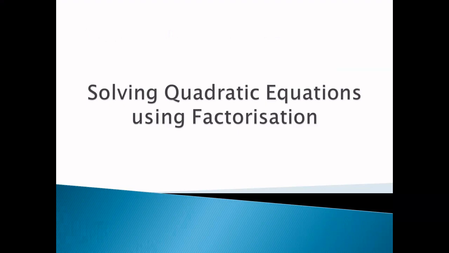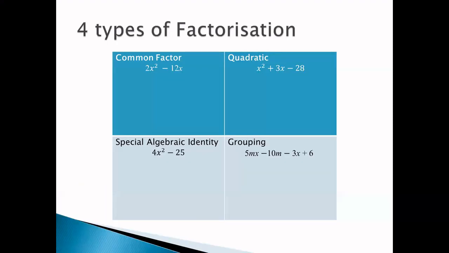Hi guys and girls, today we're going to learn how to solve quadratic equations using factorization. Once again, I'd like to remind you that there are 4 types of factorization. Okay, common factor factorization, quadratic factorization, special algebraic identity factorization where a squared minus b squared equals a plus b, a minus b, and lastly we have grouping.